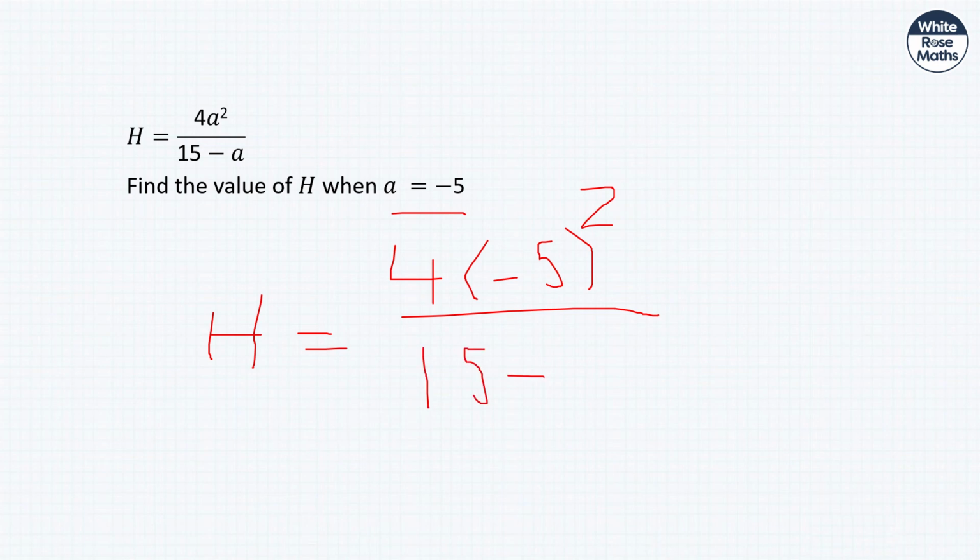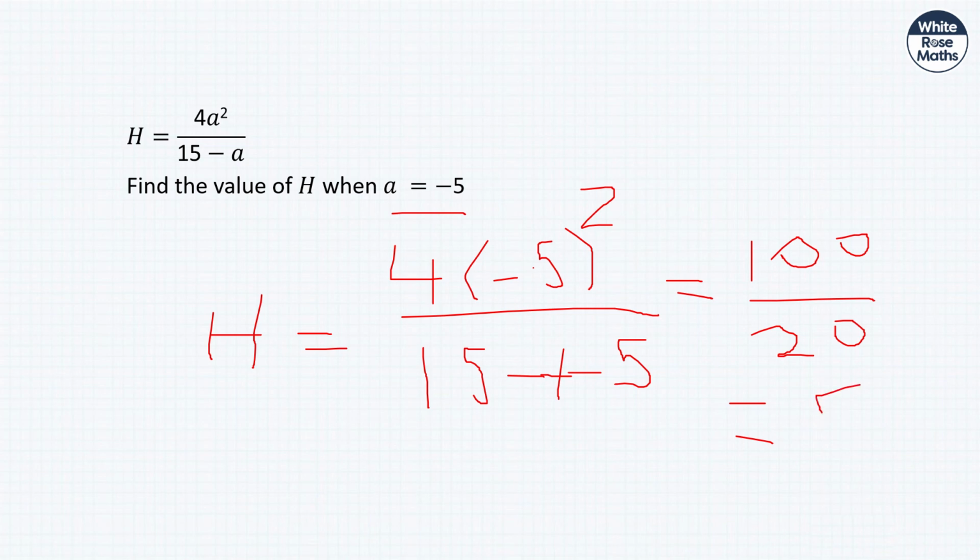Hopefully you're happy with your negative numbers at this stage of the video. Minus 5 squared is going to be 25, so 25 times 4 is going to be 100. Divide that by 15 plus 5, which gives you 20. 100 divided by 20 is going to equal 5. So h equals 5 when a is equal to minus 5.